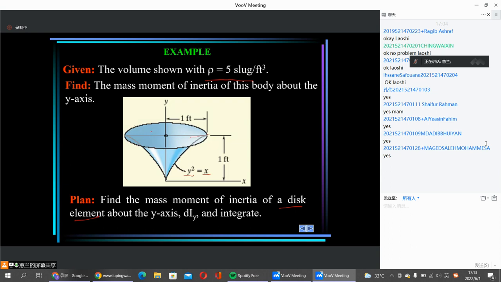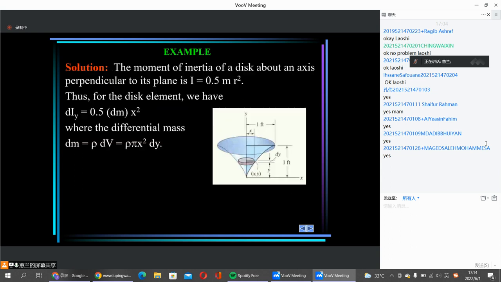It's symmetrical. When we talk about 3D, we only talk about symmetrical geometries. If it's not symmetrical, you need to choose the element and then calculate dv as equal to dx dy dz. It will be a triple integration, a little bit complicated. That's why here we only talk about symmetrical geometry, because the integration is simplified to one dimension.